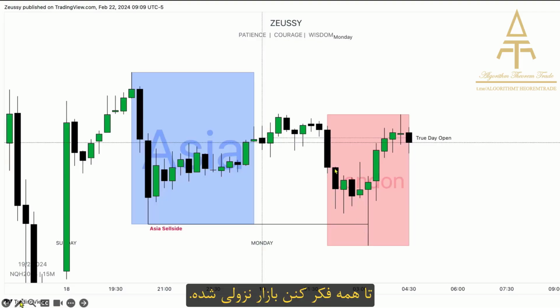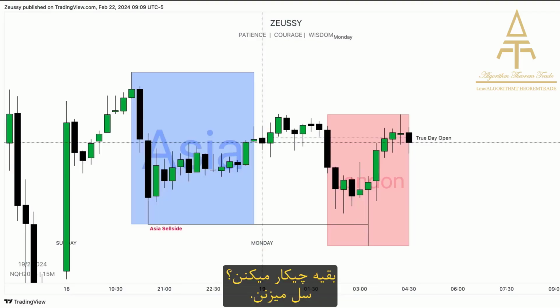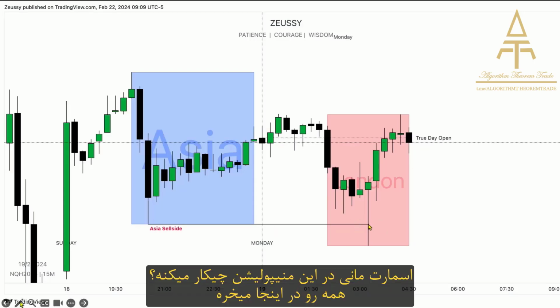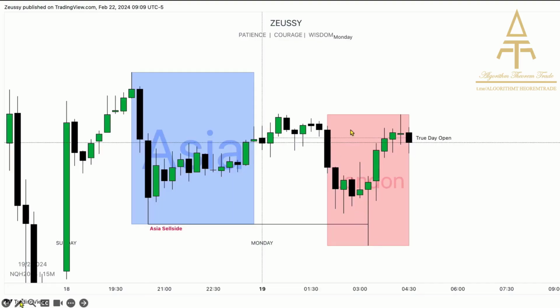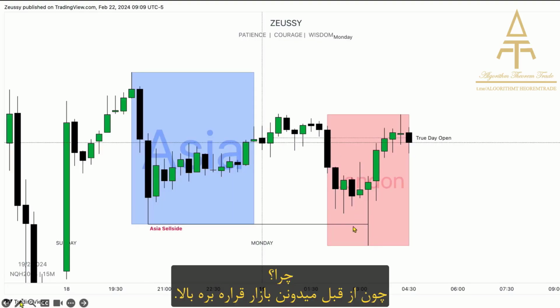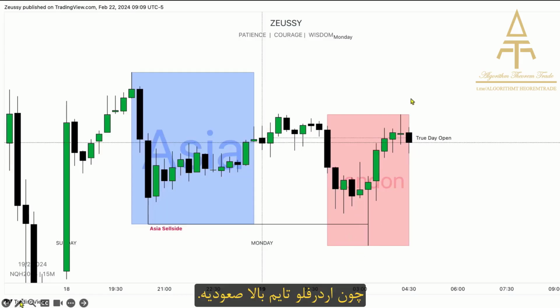They made it go lower towards the Asia sell side. What does everyone think? Lower prices are next. What do they do? They short. So what is smart money doing right here? They're buying every single manipulation wick lower. Why? Because they know that the market is predetermined to go higher for this day, because the higher time frame order flow is bullish.